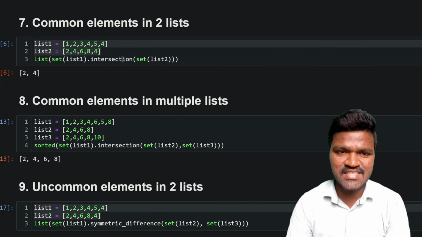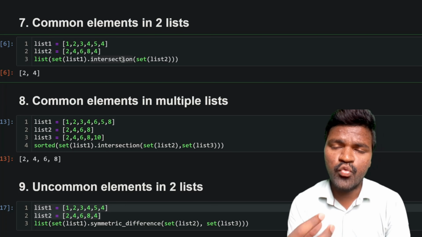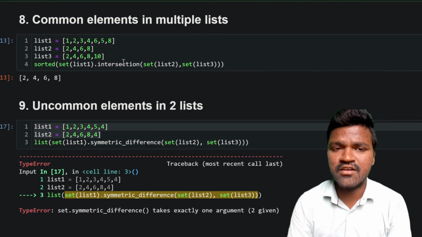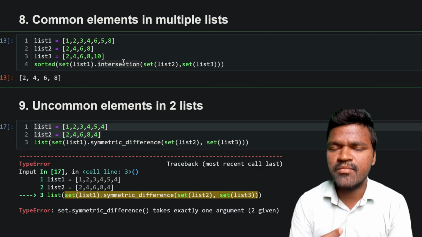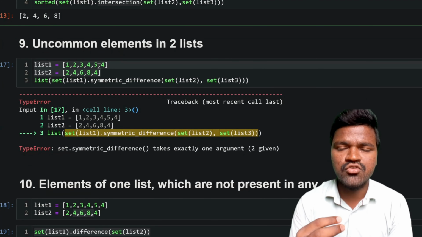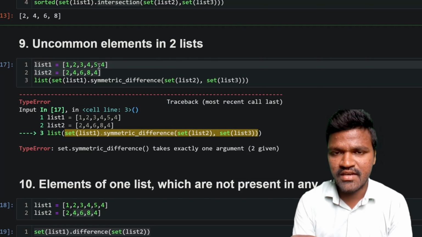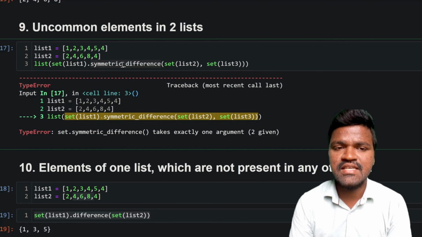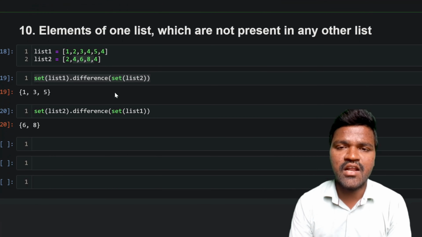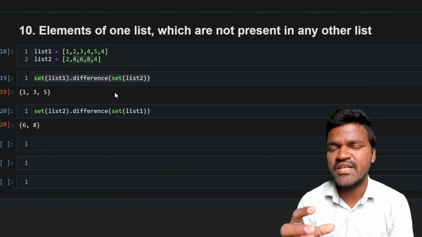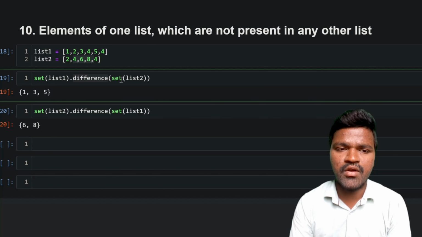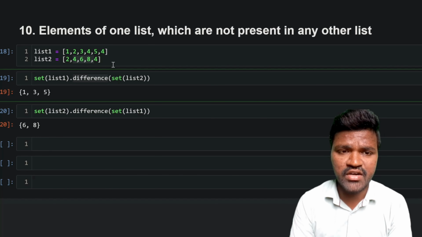By using the intersection method, we have seen how we can find the common elements between two lists, and using the same intersection method we have seen how to find the common elements between multiple lists. After that, we saw how to find the uncommon elements that are present in either list 1 or list 2, by using symmetric difference. Apart from that, we have seen how to find the elements that are only present in one list and not present in another list by using the difference method. We can pass any number of lists or sets that we want to pass here.